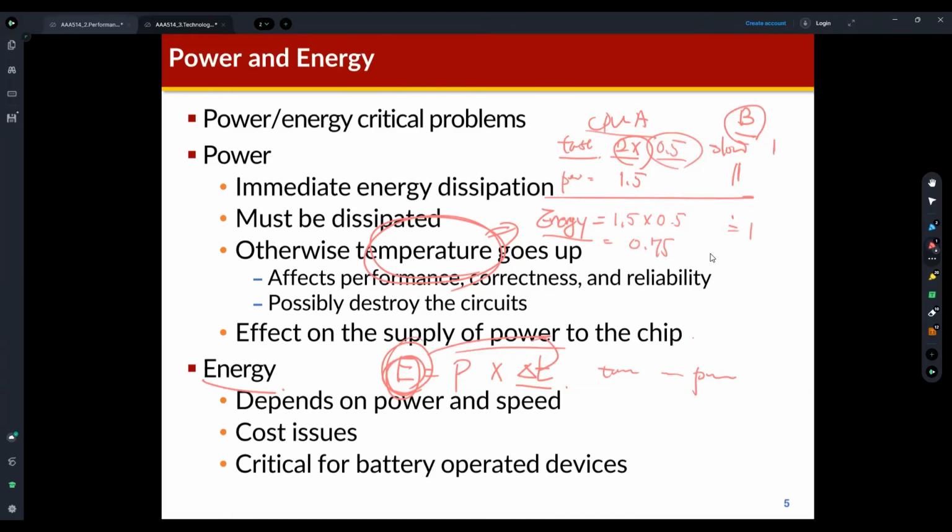If we compare the energy, which means the total required power from the start to the end of the execution, which one is better? CPU A is better. Even though CPU A consumes more power, from the aspect of energy, CPU A is better because CPU A is faster.